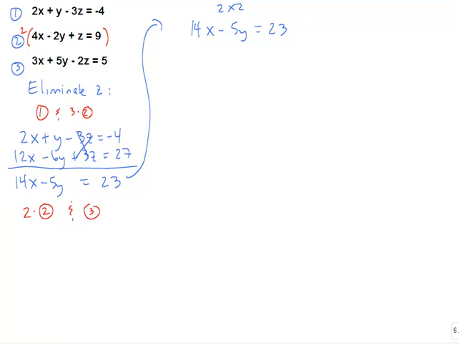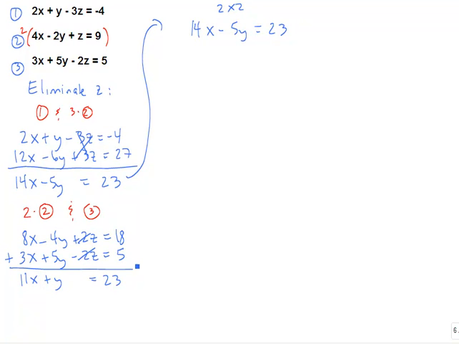So 2 times equation 2 turns into 8x minus 4y plus 2z equals 18. Equation 3, unchanged, is 3x plus 5y minus 2z equals 5. Adding down, I get 11x plus y, the z's cancel out, and 18 plus 5 is 23. So that joins my other equation, and now I have a 2 by 2 system.